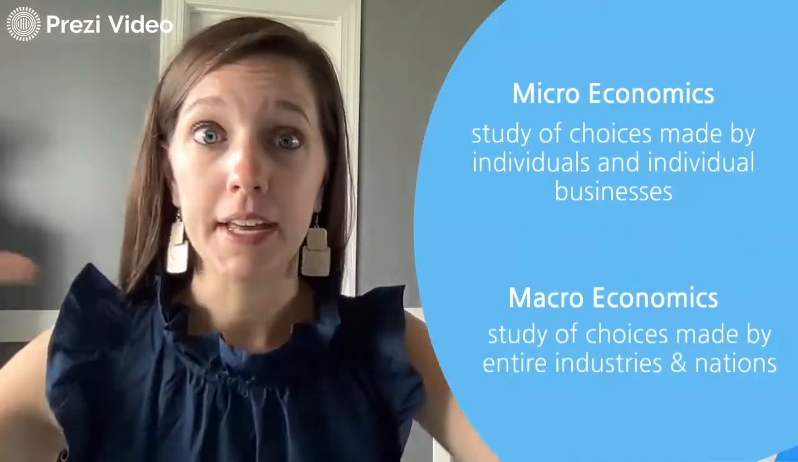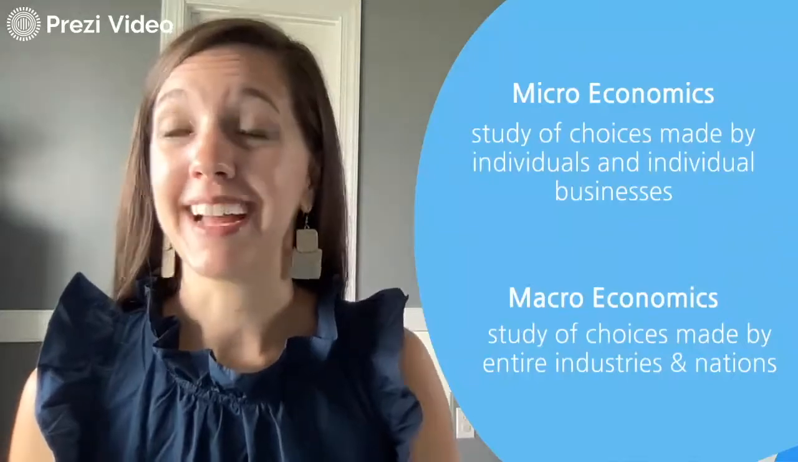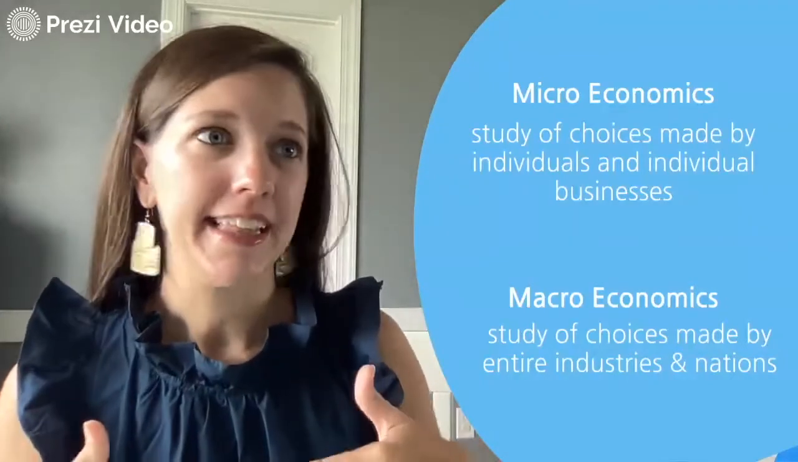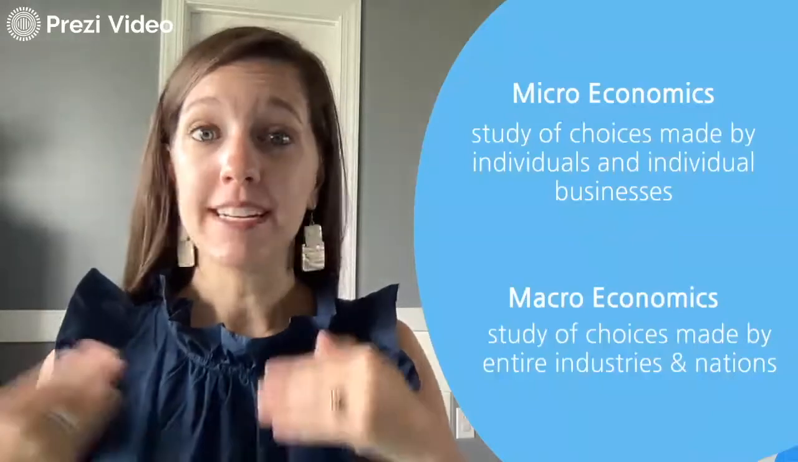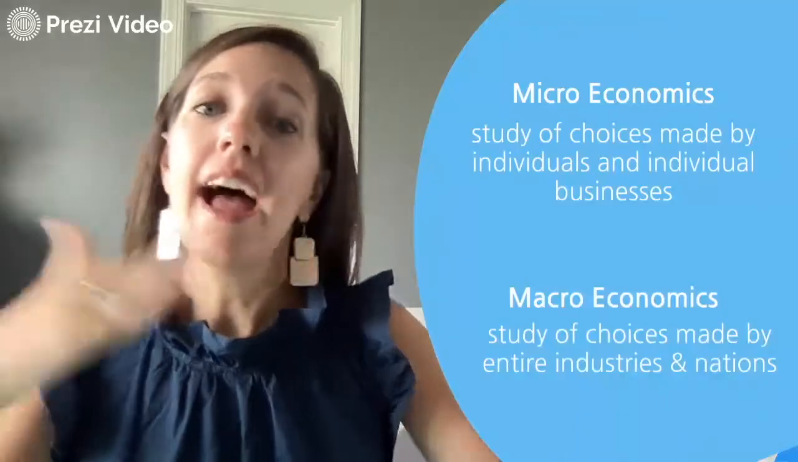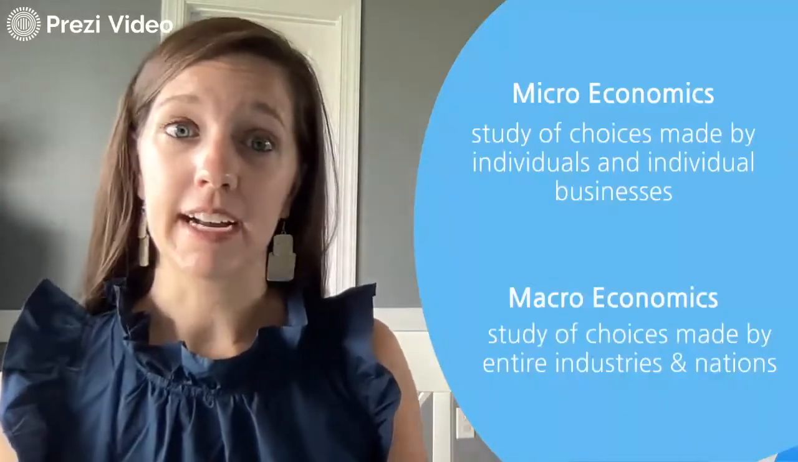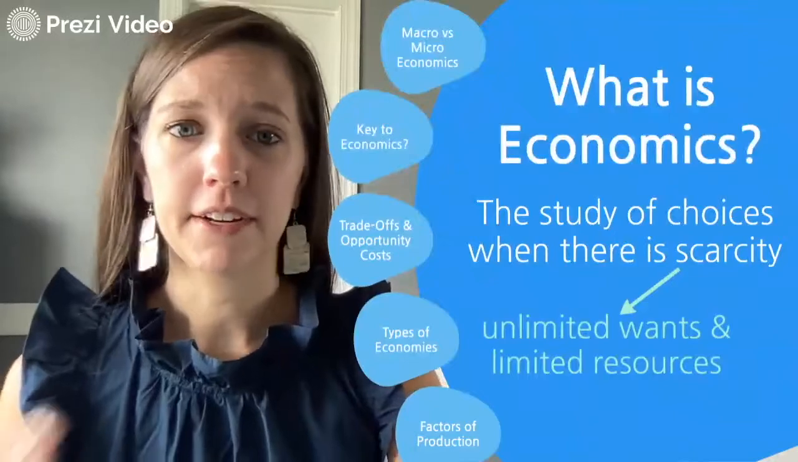Macroeconomics, macro, big, large scale. Macro is a study of choices made by entire industries, like the restaurant or the food industry, or entire nations. So we're going to have a unit on microeconomics, this one, and then we'll have a unit on macroeconomics as well. But I need you to know what those are before we go any further.